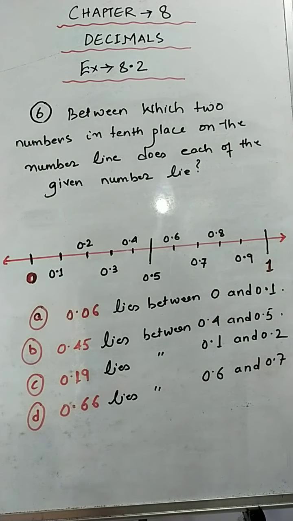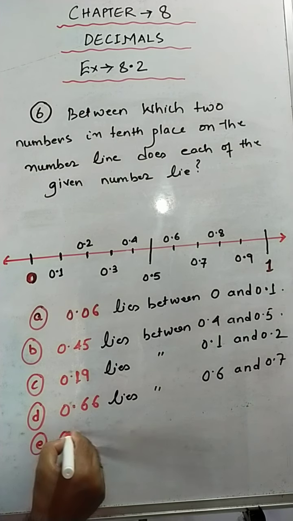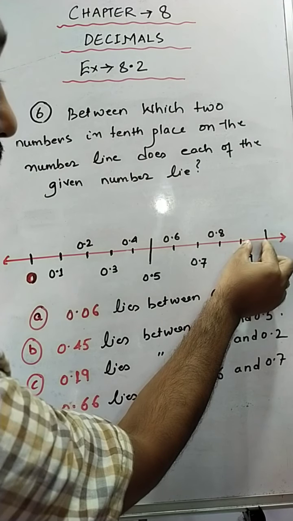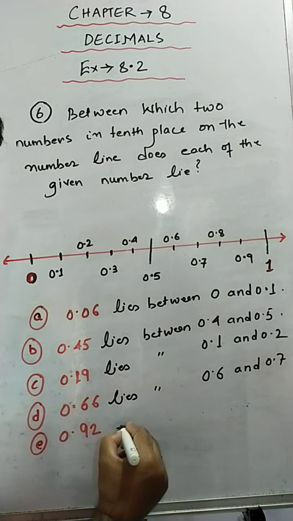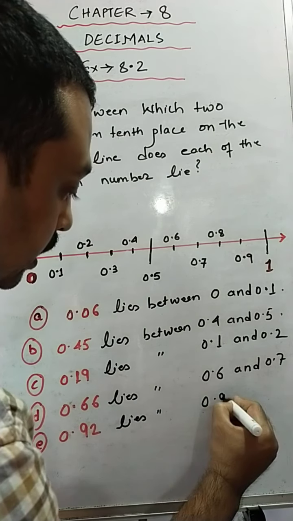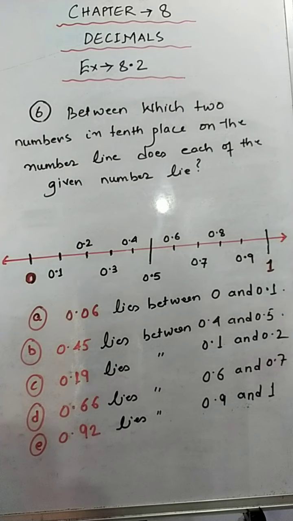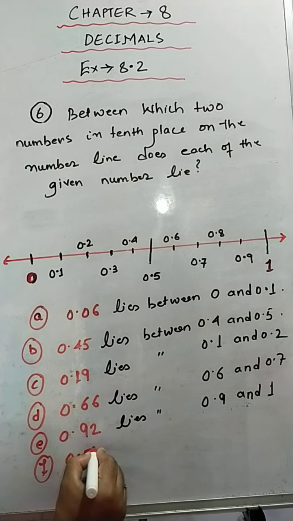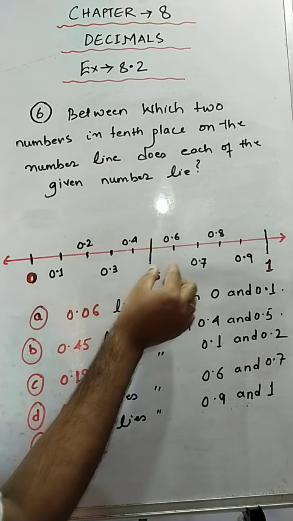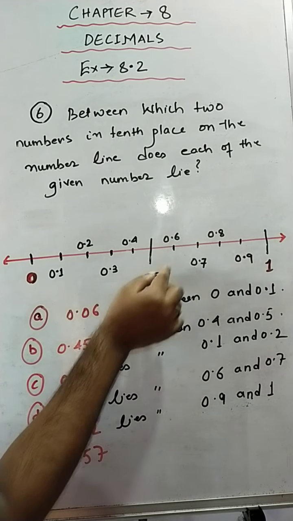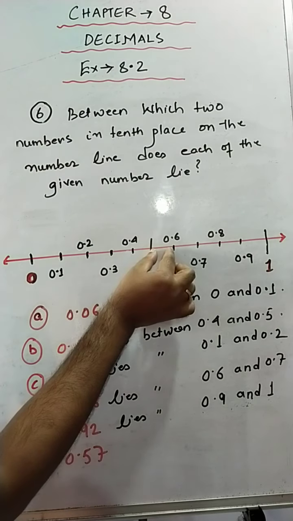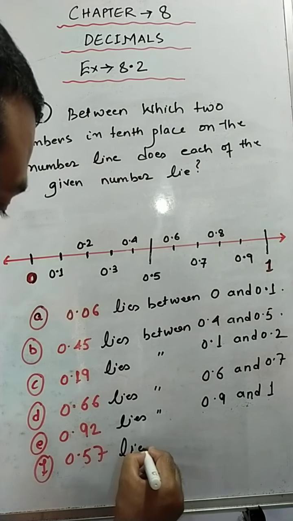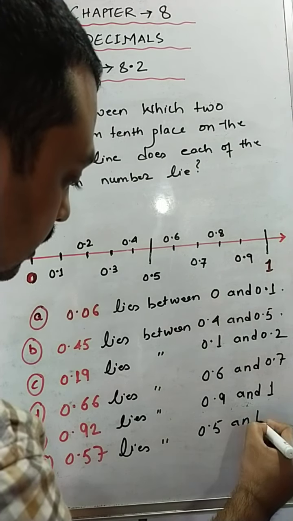Now what is there in sum number E? In sum number E we have 0.92. So 0.92 will fall under 0.9 and 1 in this gap, isn't it? So it lies between 0.9 and 1. Now the last number is F. F is 0.57. So 0.57 will fall somewhere here. So how to write it down? That is, it lies between 0.5 and 0.6.